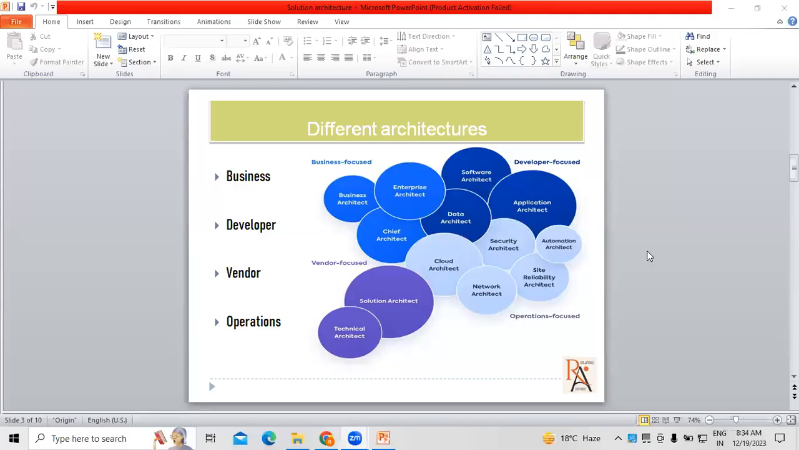So you can see the screen, right? Yes, sir, I can see it.